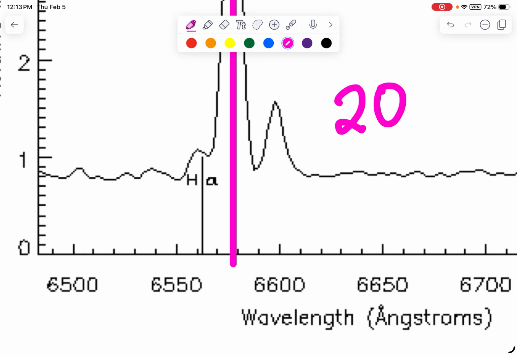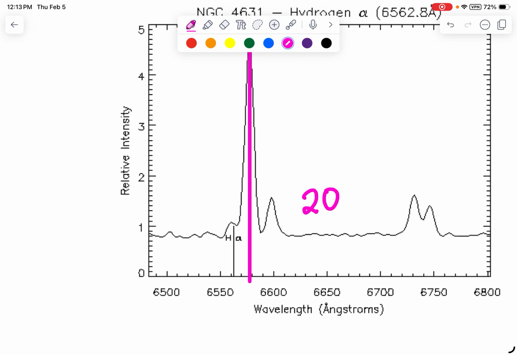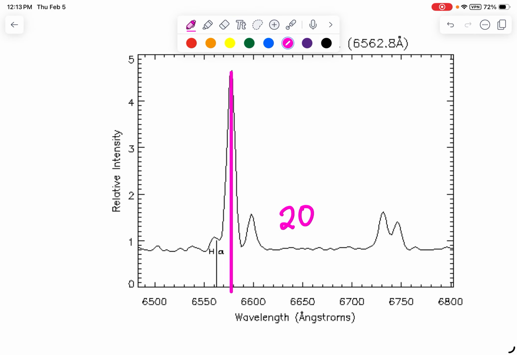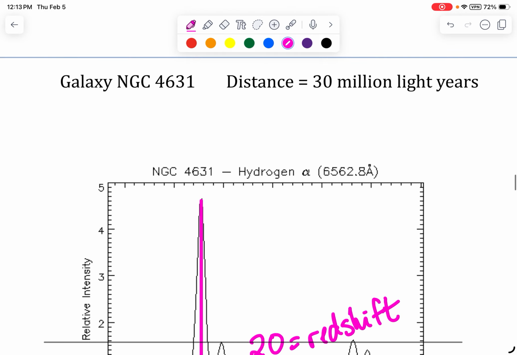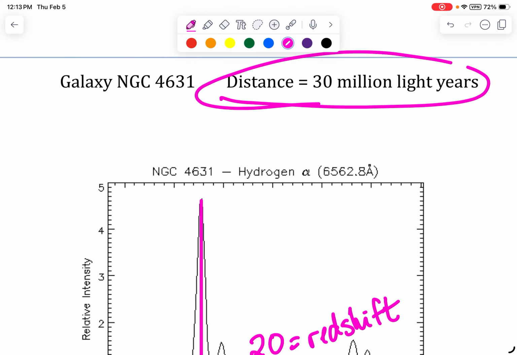So that's the other number I need for my graph. So as you go to place these into your graph, that is the two numbers that you're going to need. So this is my redshift. And then my distance is right here. All right.